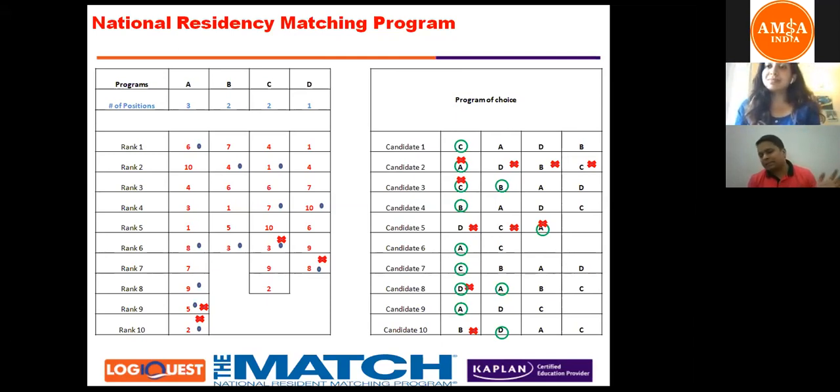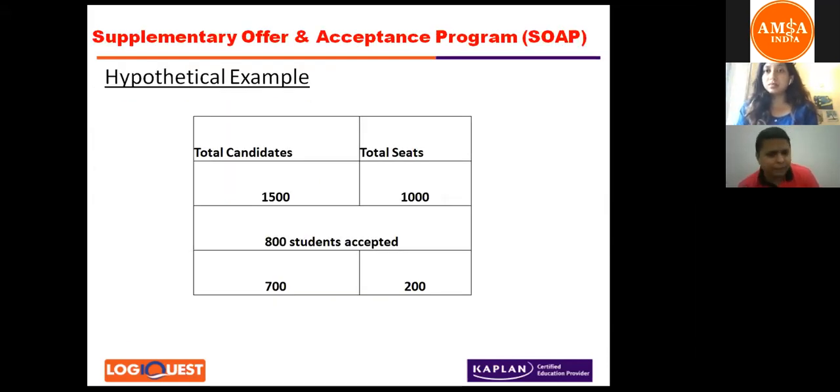But does that mean that they come back home empty-handed, completely disappointed? The answer is no. There is still an option for these candidates, like number 2 and number 5, to get a second chance in the same season. So I'll give an example.